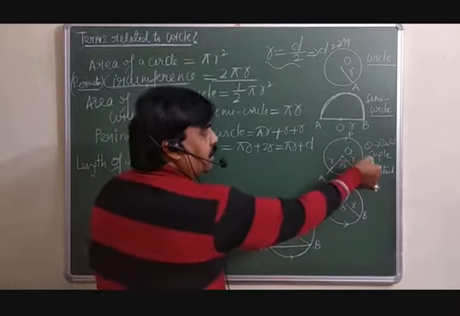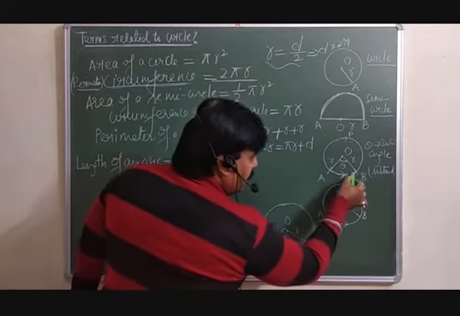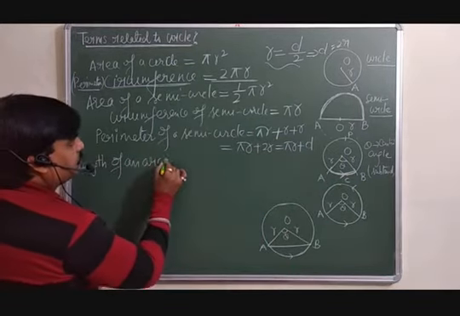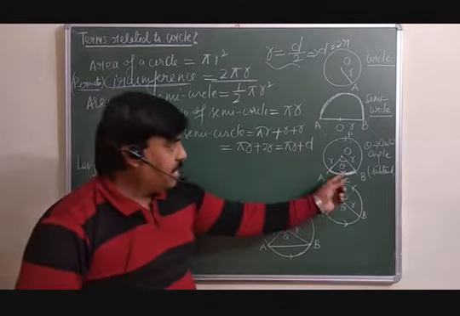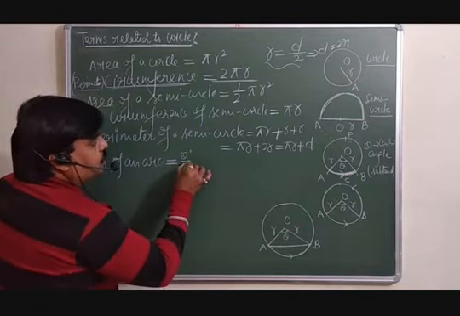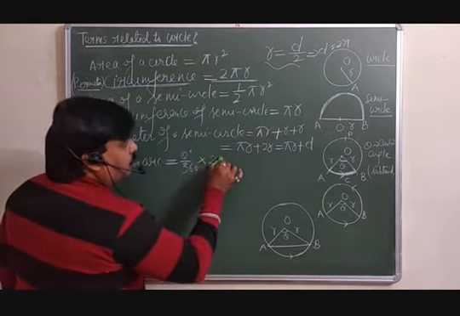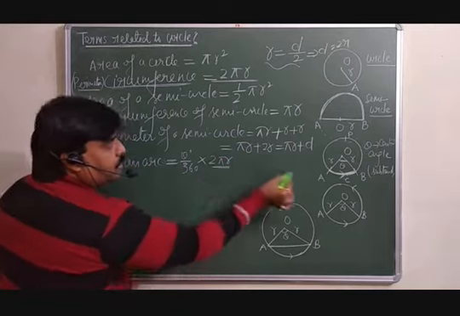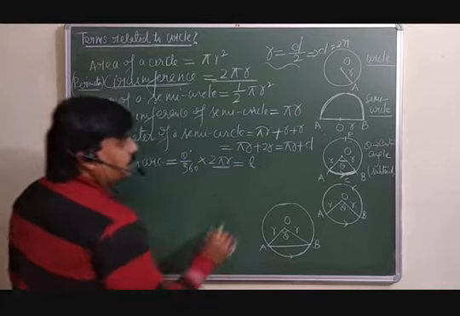So this is your central angle, theta. You know this theta, you know the radius, you can calculate the length of the arc, which we call L. The length of an arc is a part of the circumference of the circle, so the formula is theta over 360 into 2 pi r. 2 pi r comes here because it is the circumference of the circle. So this is L.